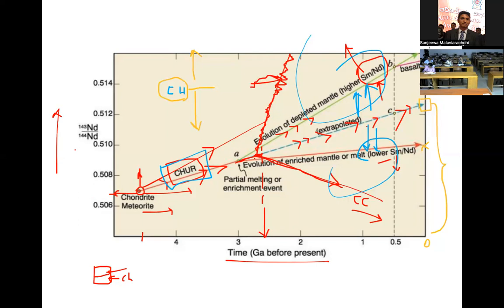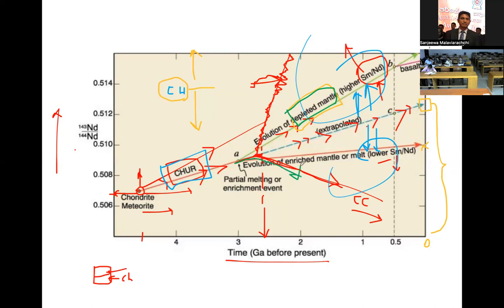So mid-ocean ridge basalt, again, one thing. Mid-ocean ridge basalts are products of depleted mantle. You remember depleted mantle. So this is depleted mantle. How will they behave? That will produce a melt. So if you see a melt produced here, what happened to the neodymium isotopic composition? It deviated downwards like this, right?